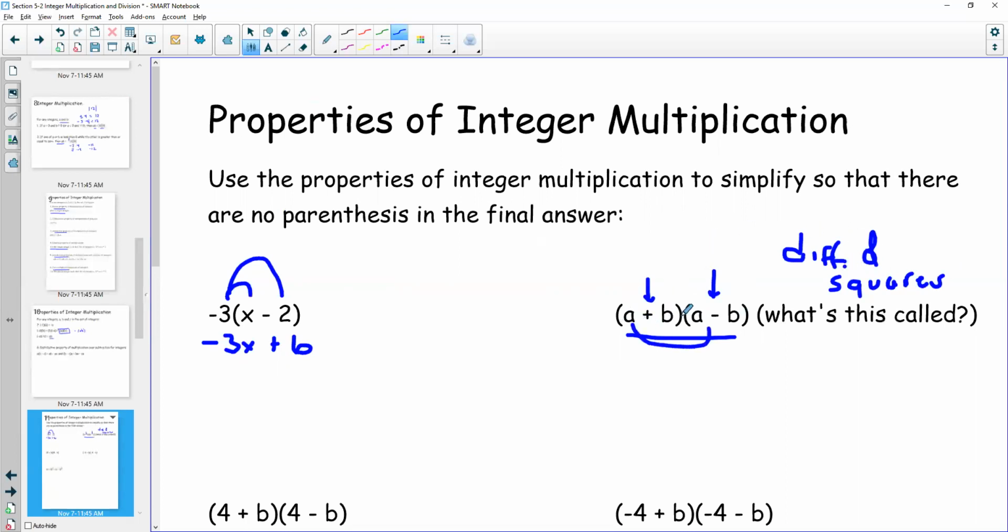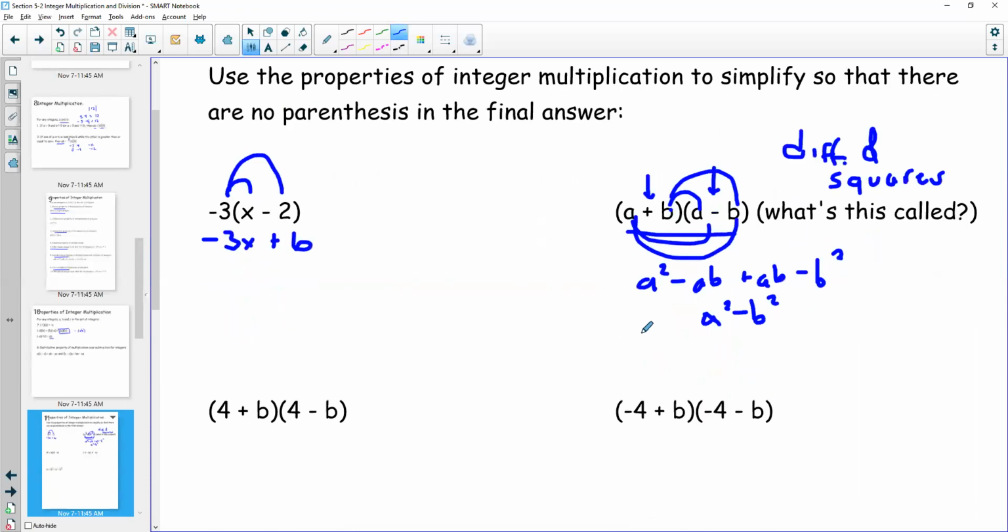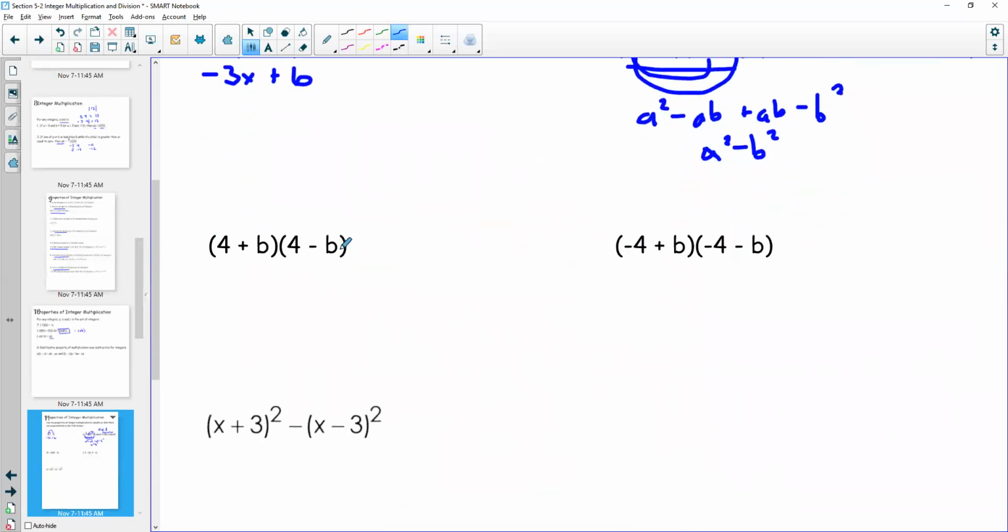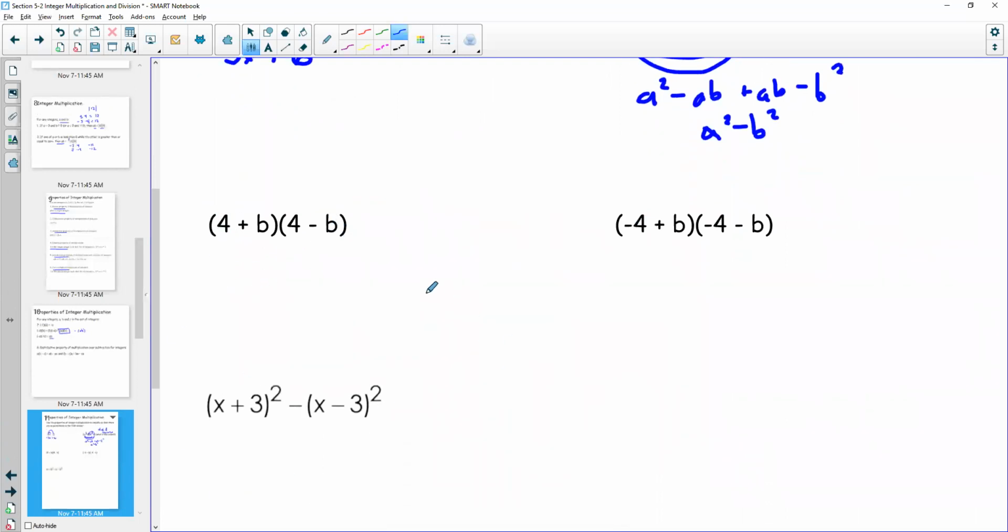So first, outer, inner, last, right? Gets me a squared minus ab plus ab minus b squared, which gets me a squared minus b squared. Hence, the difference of squares. Perfect square minus perfect square. All right, same thing here. You would FOIL again, right? So take a minute, work through these.